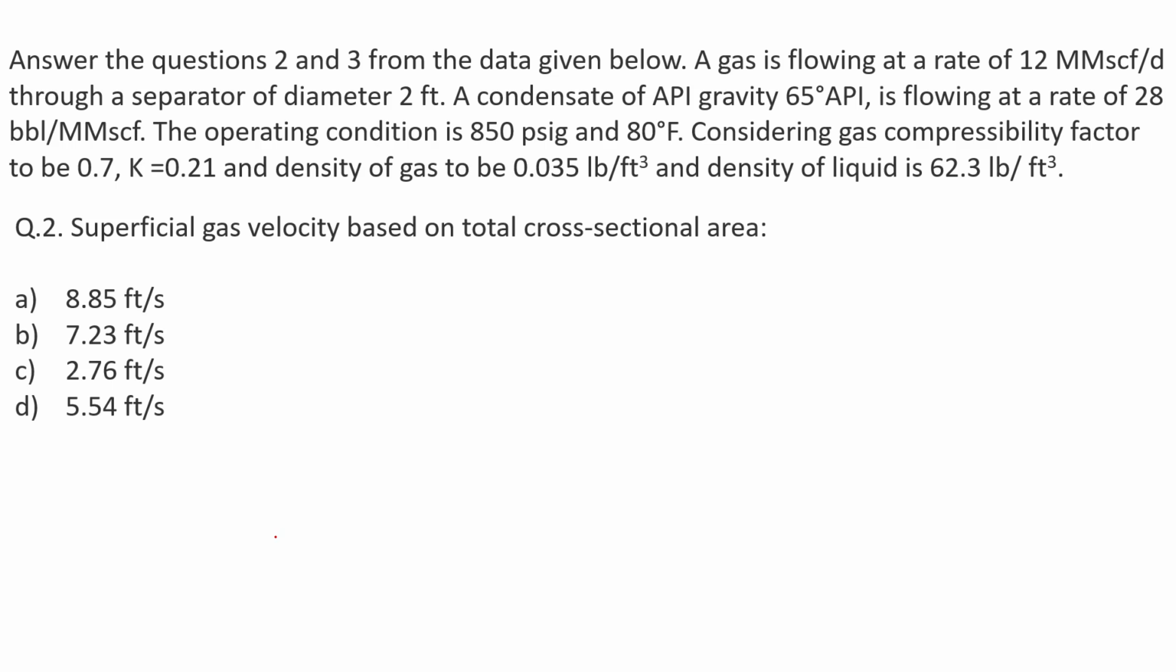So question number 2 is, what will be the superficial gas velocity based on total cross section area? Options are A 8.85 feet per second, option B 7.23 feet per second, option C 2.76 feet per second, or option D 5.54 feet per second.